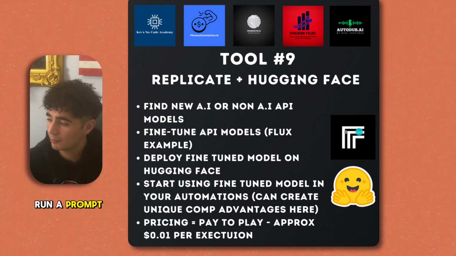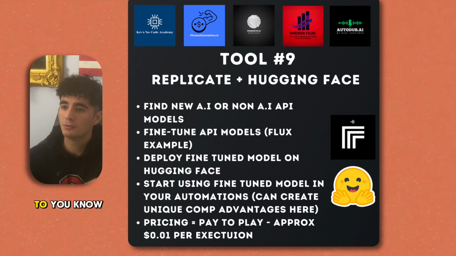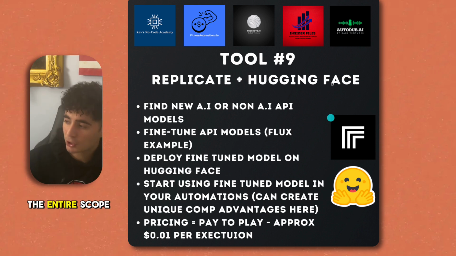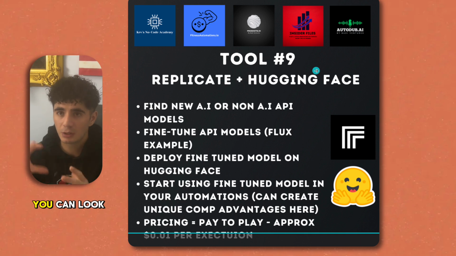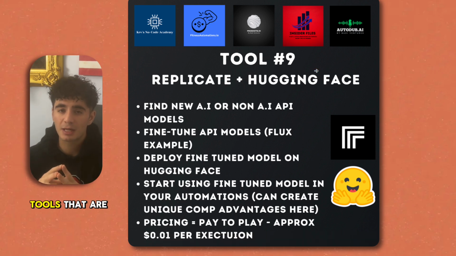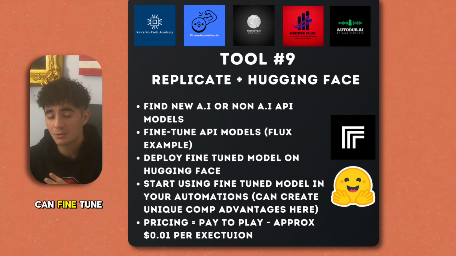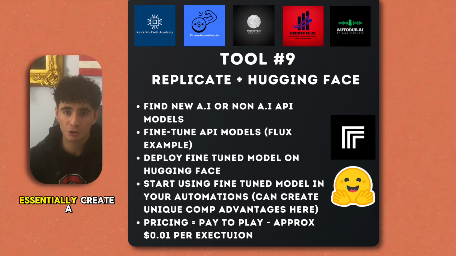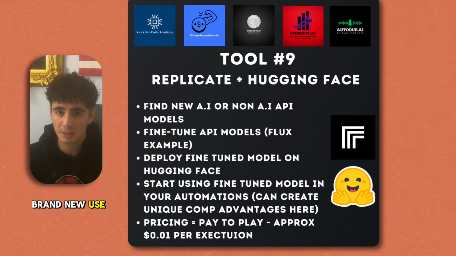I can then run a prompt through this fine-tuned model to have me wearing a business suit, have me wearing a Superman suit. The entire scope of Replicate is the fact that you can look at all of these different API tools that are available and you can fine-tune them, so then you can essentially create a brand new use case, a brand new fine-tuned model that you can then import into your Make.com automations.